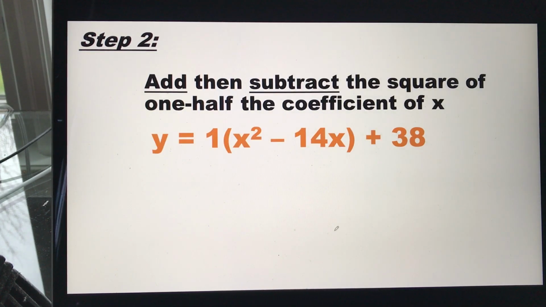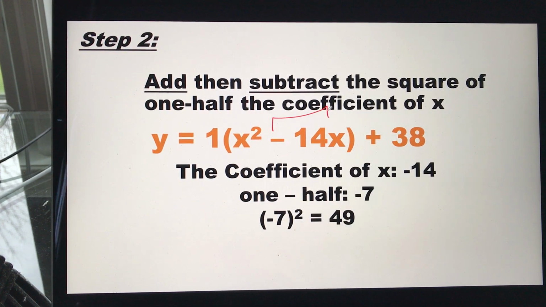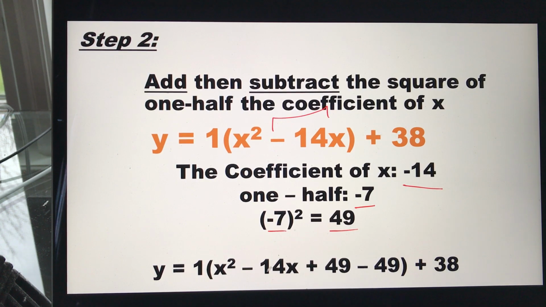Step two. This is kind of the funny part. We add then subtract the square of half the coefficient. So the coefficient is negative 14. I'm going to cut it in half, make it negative 7, and then I'm going to square it and make it 49. And what I do is I add 49 and I subtract 49. By doing that together, it means I'm essentially adding 0 to my expression, which I'm allowed to do, but it also creates a trinomial that I can factor, which I need.